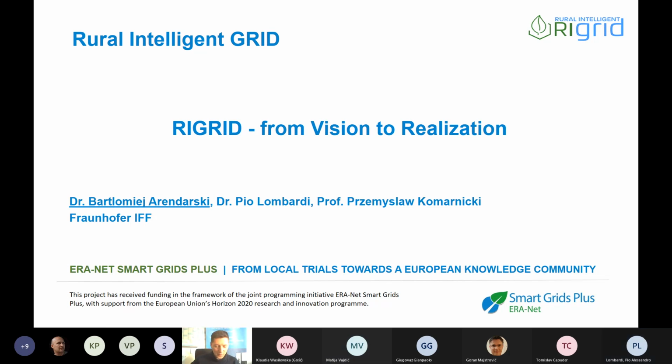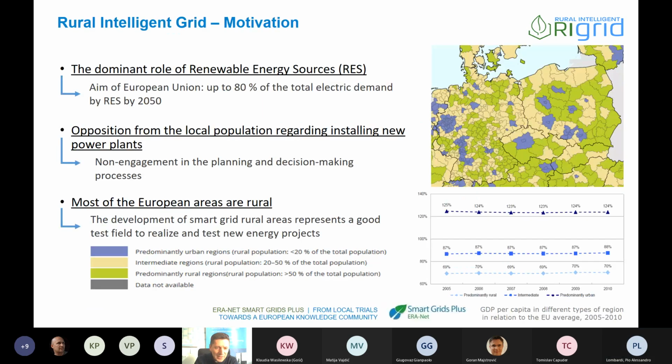Let me introduce another project which we implemented in Smart Grid Plus ERANET. This project was implemented in the years 2016-2018. The title is RIGRID, which stands for Rural Intelligent Grid, and you see the names here, so it's a known consortium already. So what motivates us to implement a Rural Intelligent Grid project?